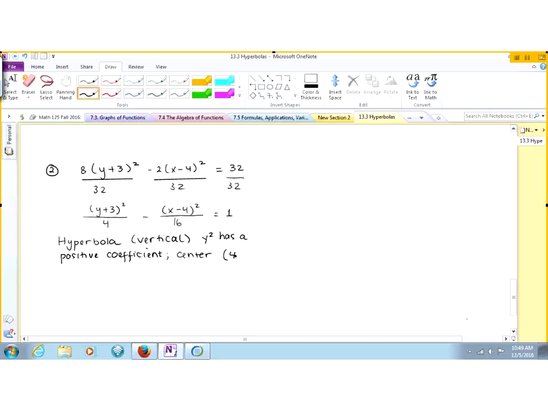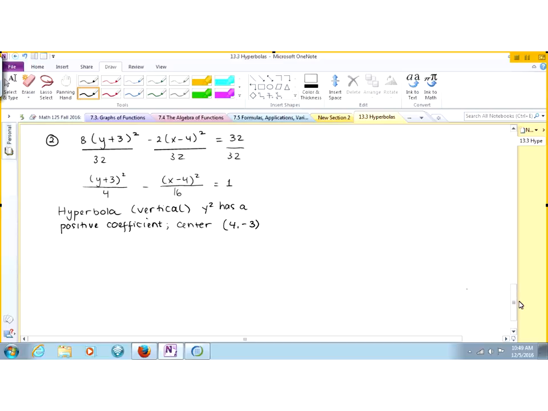No, it doesn't start with -3. Yes, it is 4, -3. So it's always x, y, remember? Okay, good. So it's always x, y, and that's why. So 4, -3, where is 4, -3?